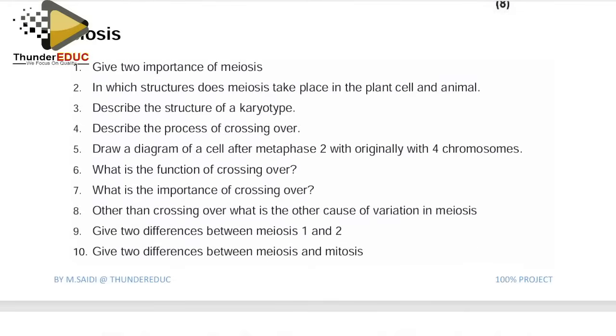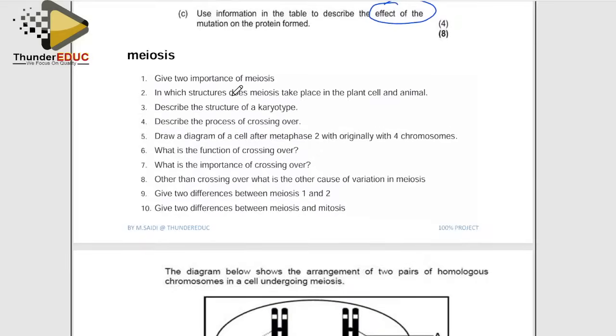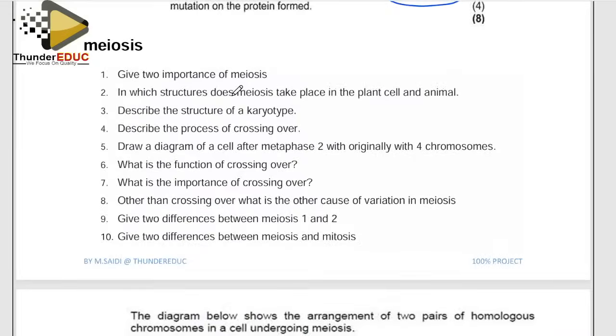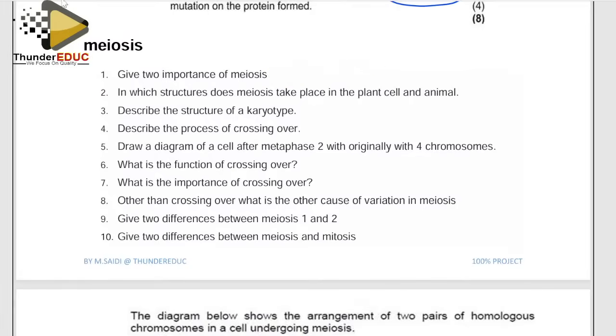They are saying, name two importance of meiosis. When they talk about importance of meiosis, what is meiosis used for? What is it for? Meiosis is responsible for gamete formation. Actually, it results in the formation of haploid gametes. Let me show you.